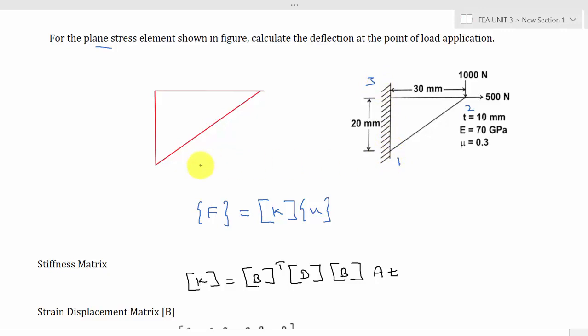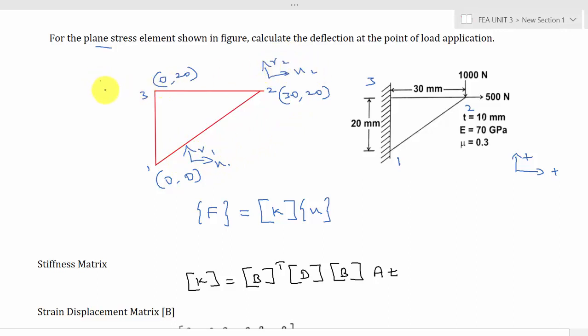And at node number 1 the coordinates are, I am going to consider it as 0, 0. And at node 2, the coordinates are in x it is 30 and in y it is 20. So 30, 20. And at node 3, the coordinates are in x it is 0 and y is 20. So right side is positive and upwards is positive. Then at node 1, we'll have two displacements, u1, v1. Then at node 2, we'll have u2, v2. Similarly, at node 3, we will have u3 and v3.